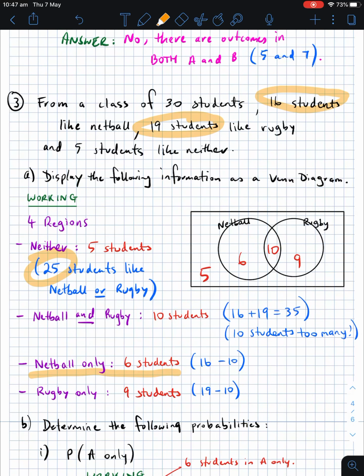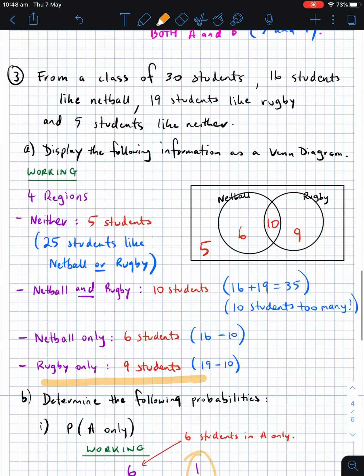So netball only section, this section here. Well, I know that there's 10 here in the middle, and I know that there needs to be 16 altogether in the total circle. So if I've got 10 here and I need 16, I know that there's going to be an extra 6 here. So that means that there's 6 students in the netball only section. And similar to rugby, we've got 19 students liking rugby. I've already got 10 of them, so I need there to be an extra 9 outside to get my 19 students. And so therefore I finally got all 4 of my sections done. So there's my completed Venn diagram.